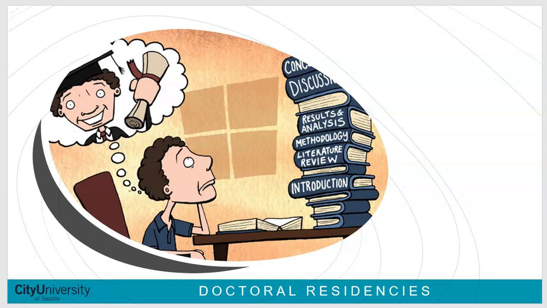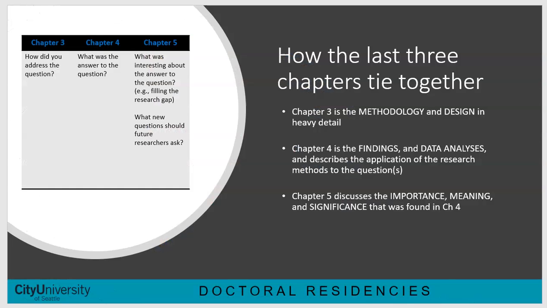So in a 5-chapter dissertation, chapters 1, 2, and 3, known as the proposal, you are getting all your stuff together to go to IRB, you get IRB approval, you finally collect your data or run your tests, whatever it is, whether it's a qualitative or quantitative study, and you have all this. How do you actually write chapters 4 and 5? Let's talk about how these last 3 chapters go together.